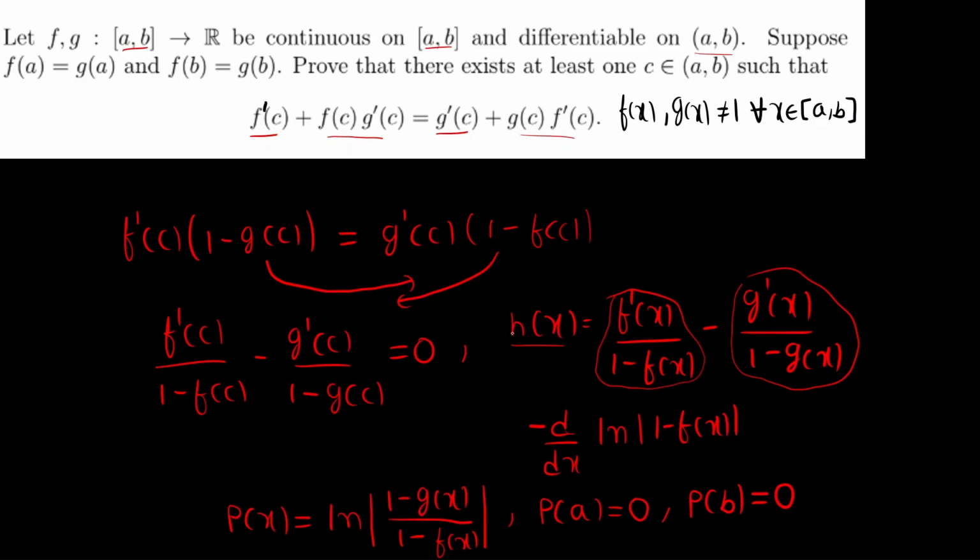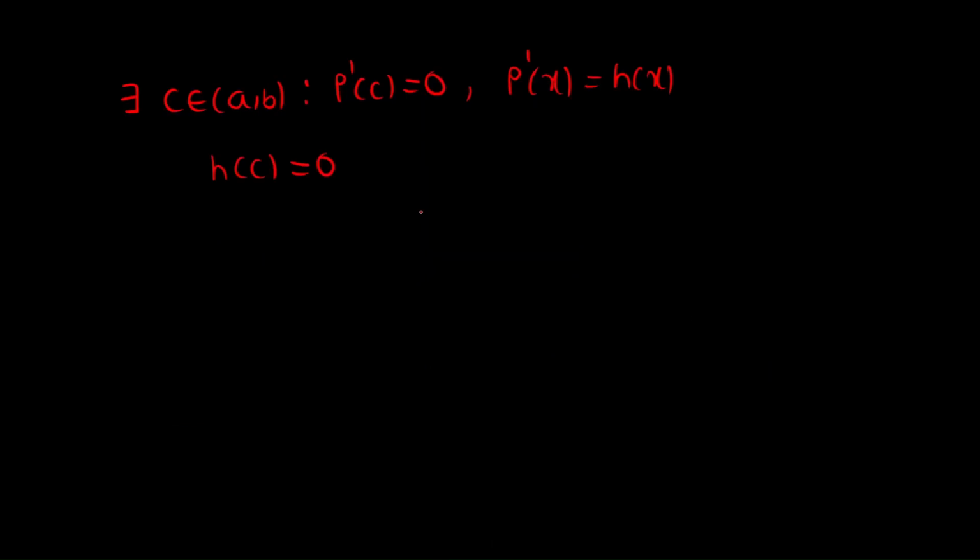Now, since we got h of c equal to 0, we got this result, which in turn will give us this, which will give us the given equation. This is how we approach this problem. I hope everyone understood. Now let's move on to our next question.